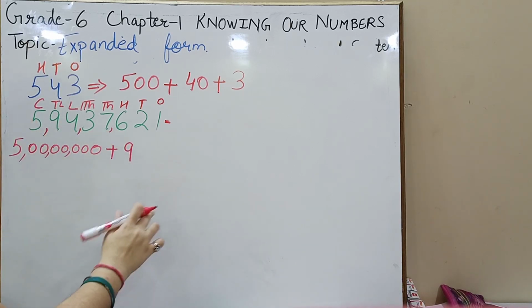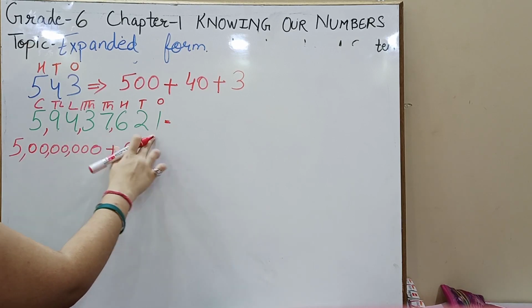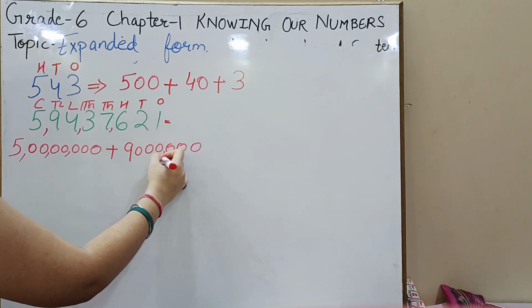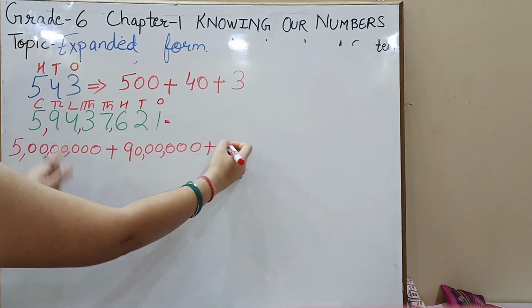How many zeros are there in 10 lakhs? 1, 2, 3, 4, 5, 6. So just put the commas. Now the next number, 4.